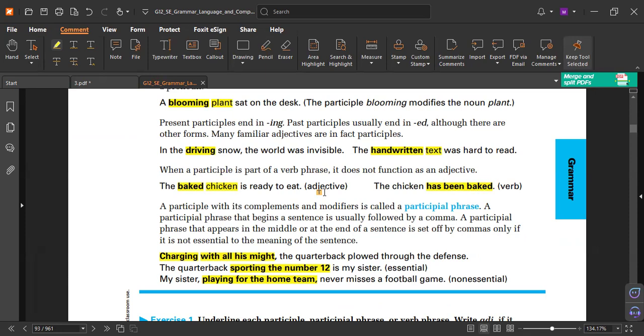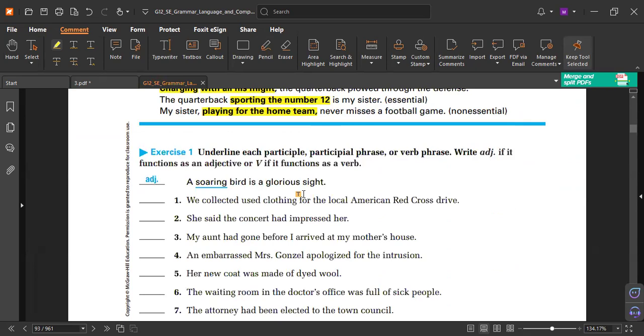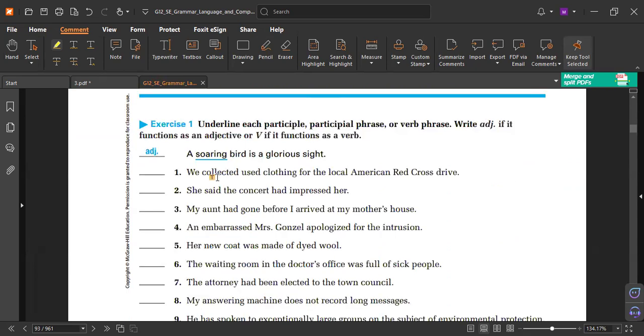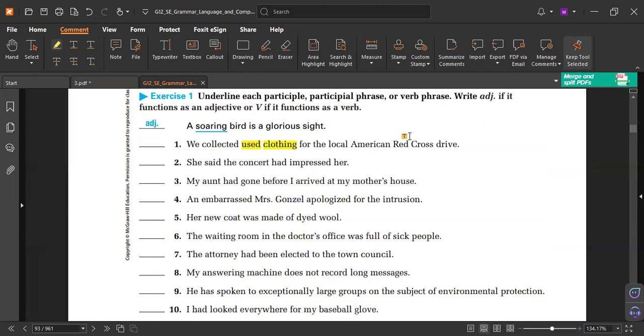Can we solve examples of it to see? We collected used clothes, and used describes clothing. Verb phrase, yes or no? Yes. We are going to do it now, but I'd like you to find the participle first. Here, she said that the concert had impressed: verb phrase. My aunt had gone: verb. It's not a phrase, it's a verb.